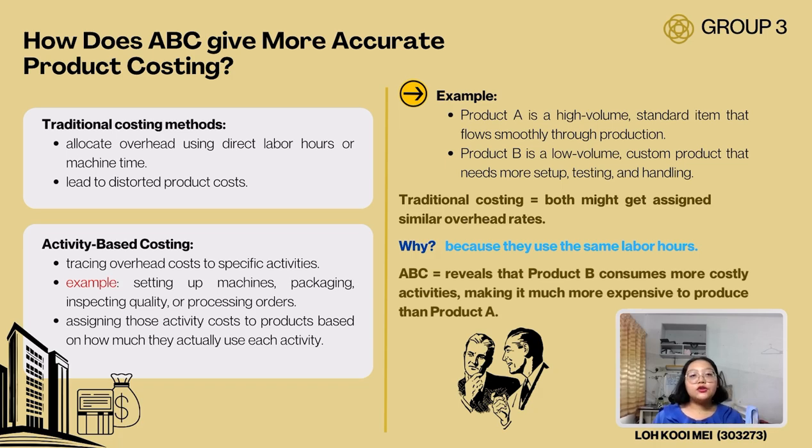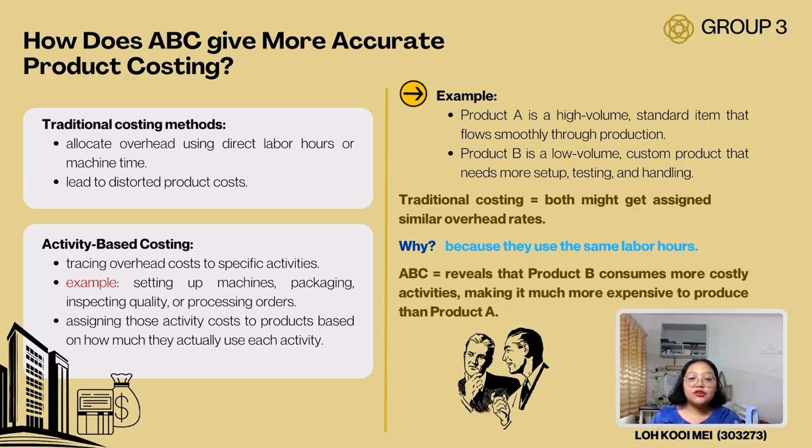So how does activity-based costing give you more accurate production cost? Well, traditional costing methods often allocate overhead using labor hours or machine hours. However, this can lead to distorted product costs, especially in companies that produce a variety of products with different complexity levels.